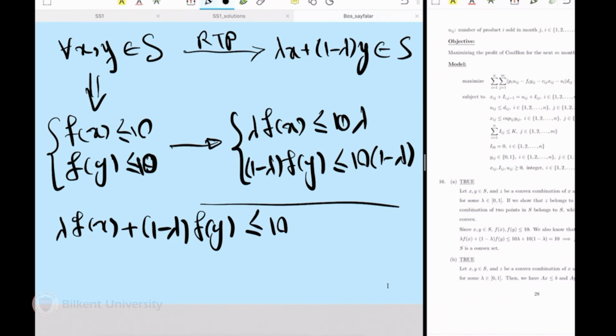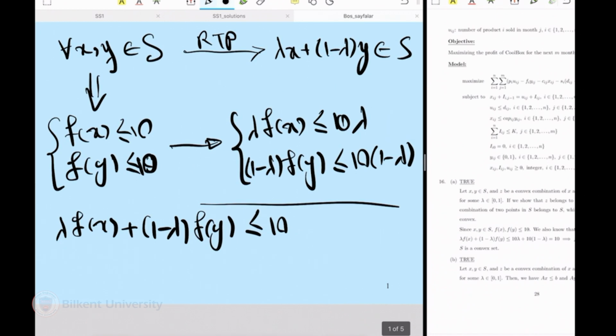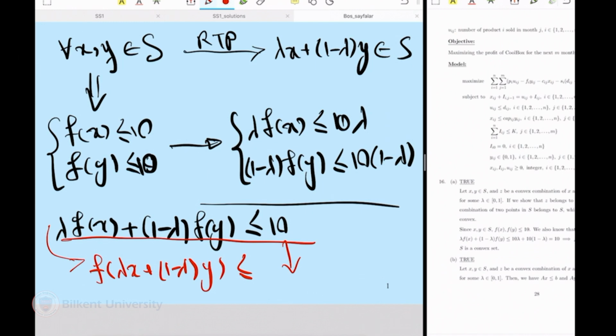Now I will use the statement that f is convex as well. Since f is convex, as I showed you in the definition of a convex function, f of lambda x plus 1 minus lambda y is less than or equal to this expression, and it is less than or equal to 10. Now that I know f of lambda x plus 1 minus lambda y is less than or equal to 10, so f of something is less than or equal to 10.